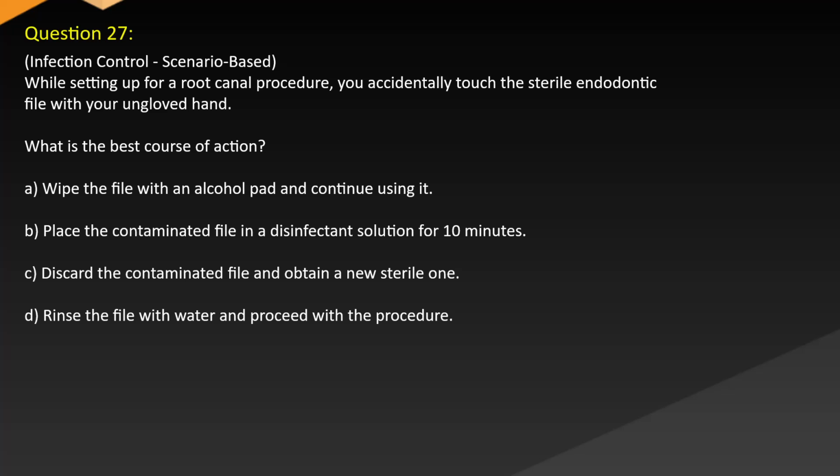While setting up for a root canal procedure, you accidentally touch the sterile endodontic file with your ungloved hand. What is the best course of action? A. Wipe the file with an alcohol pad and continue using it. B. Place the contaminated file in a disinfectant solution for 10 minutes. C. Discard the contaminated file and obtain a new sterile one. D. Rinse the file with water and proceed with the procedure.